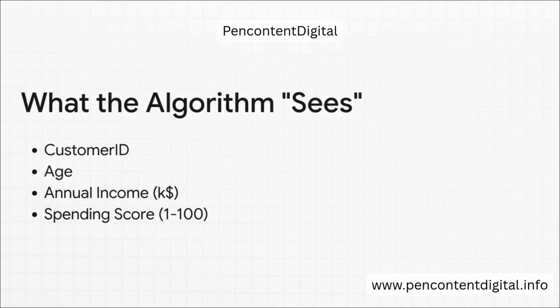So what's this algorithm actually looking at? Well, in our example, it's pretty straightforward stuff. It's seeing key customer details, but we're going to focus on two big ones: annual income and a spending score, which is just a number from 1 to 100 that scores how much a customer tends to buy. These two factors are going to be our guides.